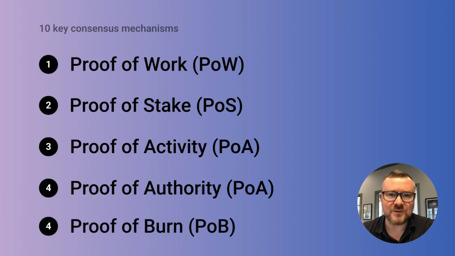Proof of Burn, POB. In proof of burn, participants intentionally destroy or burn tokens to gain the right to mine new blocks. Burning tokens reduces their supply, creating scarcity while securing the network. The more tokens burned, the higher the chance of being selected as a block validator.